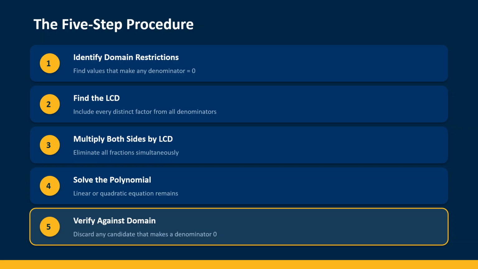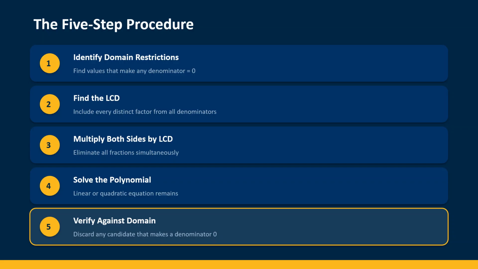Once denominators are cleared, the information needed to identify extraneous solutions is no longer visible in the equation. Step 2. Find the least common denominator. Compute the least common denominator of all rational expressions present in the equation. The least common denominator must include every distinct factor, both constant and variable, that appears in any denominator.